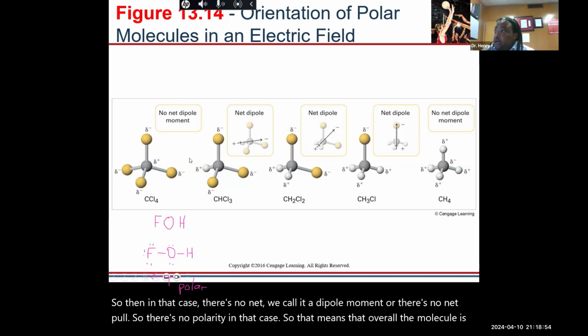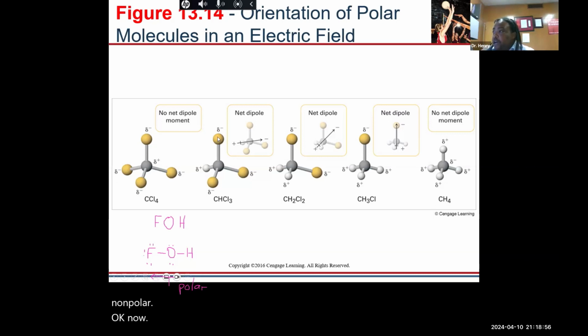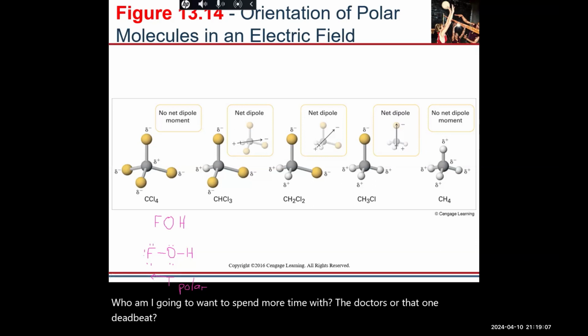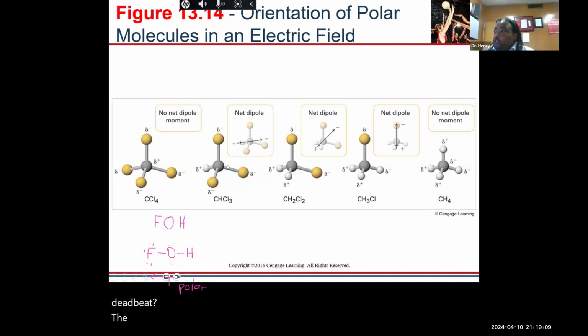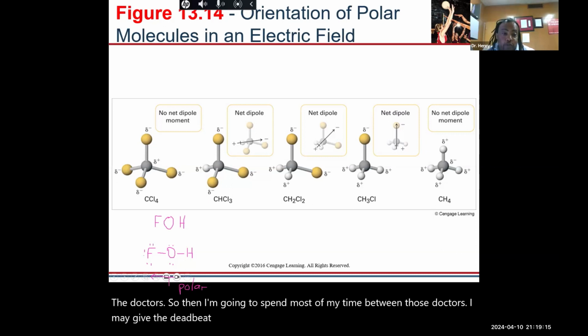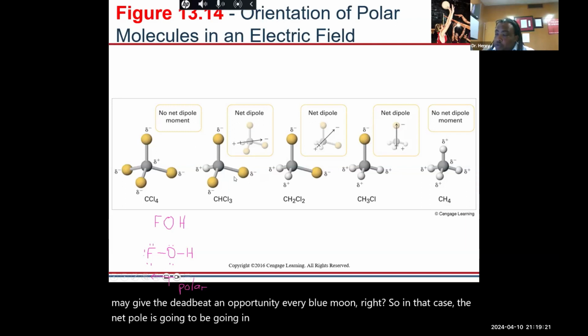Okay. Now, if I have three doctors and one deadbeat, who am I going to want to spend more time with? The doctors or that one deadbeat? The doctors. So then I'm going to spend most of my time between those doctors. I may give the deadbeat an opportunity once in a blue moon, right? So in that case, the net pull is going to be going towards the three doctors because that's where I'm spending the majority of the time.